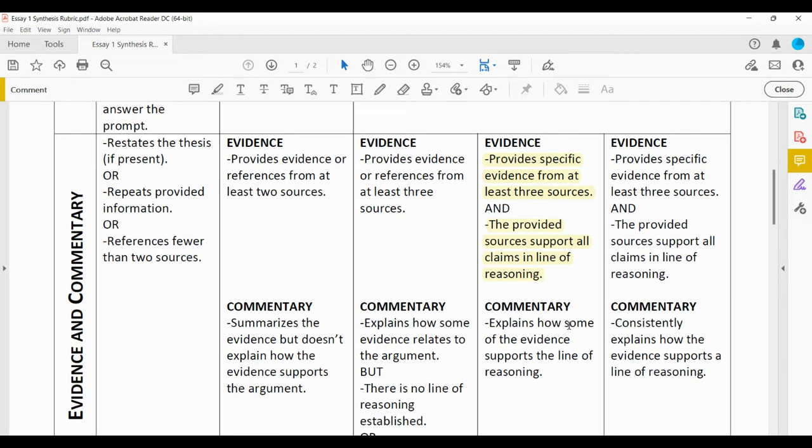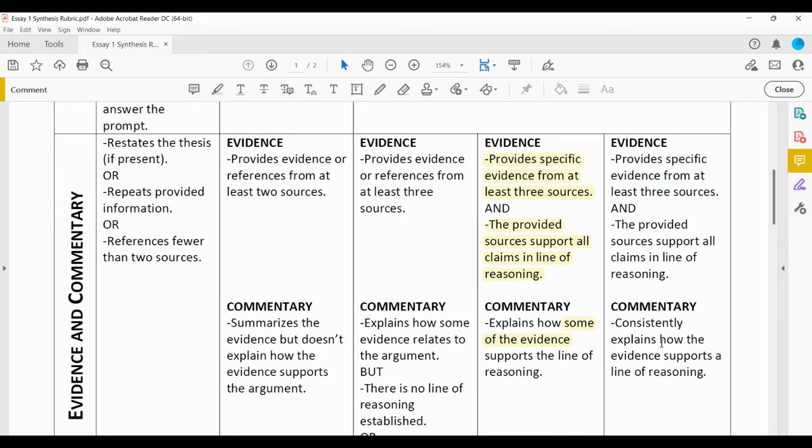For commentary, you're explaining how some of the evidence supports your line of reasoning or how some of your evidence supports your claim. Maybe you use the same piece of information in a couple of different places, but you only explain in one place why it matters. That would be a 3.